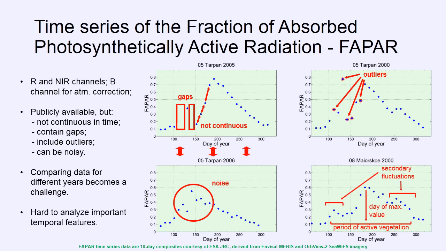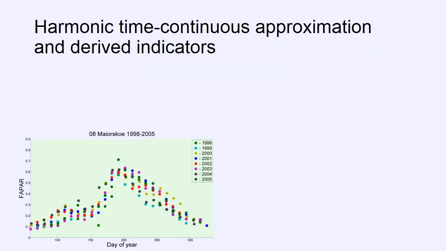Time series can also have important temporal features, like secondary fluctuations, the day of the maximum value, the length of active vegetation period, and others, which are hard to analyze under these conditions. A continuous approximation of FAPAR time series would allow us to get out of the troubles.